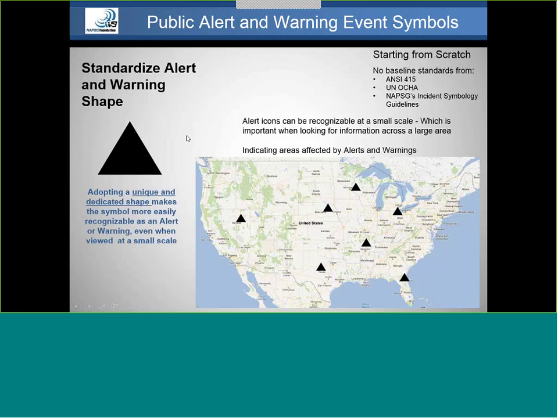The first thing we did was come up with a standardized shape, because over large areas, looking at the entire United States or globally, we need to quickly recognize what that symbol is representing, whether that's an incident, a hazard, or an alert. So we've come up with a triangle, giving it a unique, dedicated shape, so that if you see a diamond, you know it's an incident. If you see a triangle, hopefully you'll know it's an alert or a warning. Again, we can see at a high level where these events are occurring and how they're occurring. Next slide.